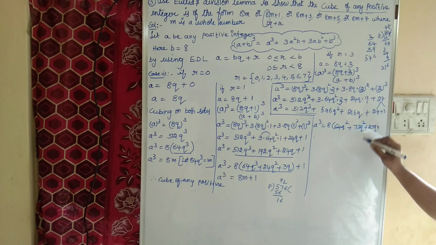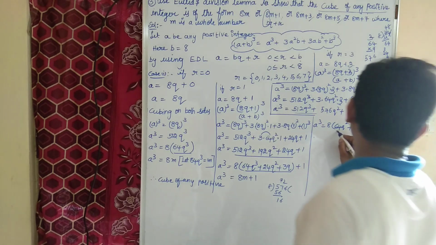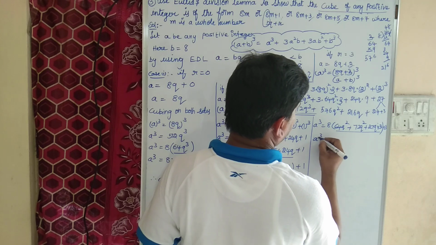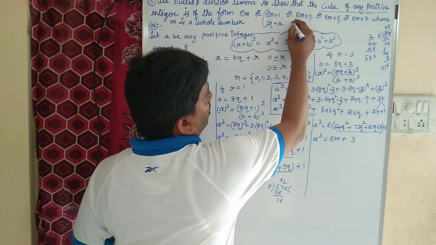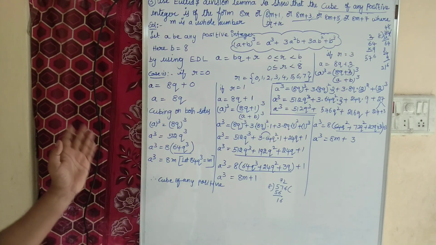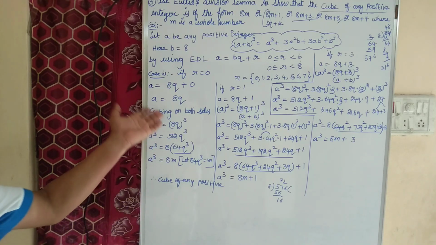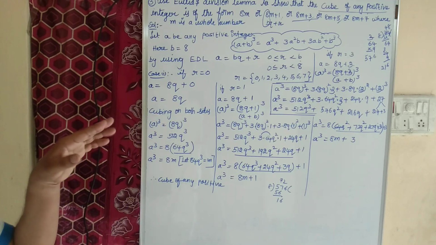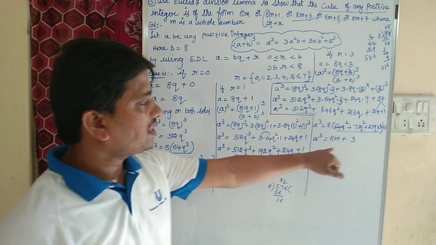So I can take 8 3s are 24 plus 3, right? So everything I'll consider as m plus 3. See, I got 8m plus 3. Yes or no, children? You take r equal to 4, r equal to 5, and so on. You will get the same value. But r equal to 2 we did not get. That is the reason I took r equal to 3. Again I got 8m plus 3, right?